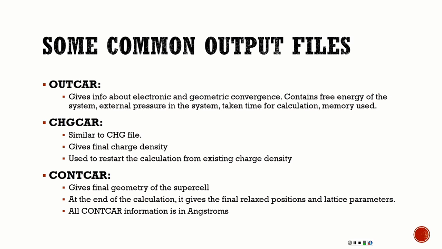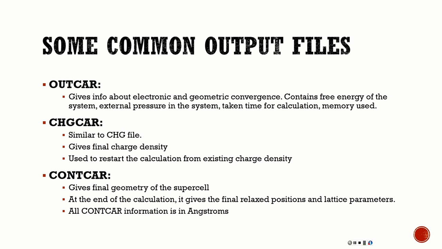So first of all, the OUTCAR file. The OUTCAR file is considered one of the most important output files for VASP simulation, and it gives information about the electronic and geometric convergence. It contains the free energy of the system, the external pressure of the system, the time taken, the memory taken for the calculation, and all the information related to a particular VASP simulation.